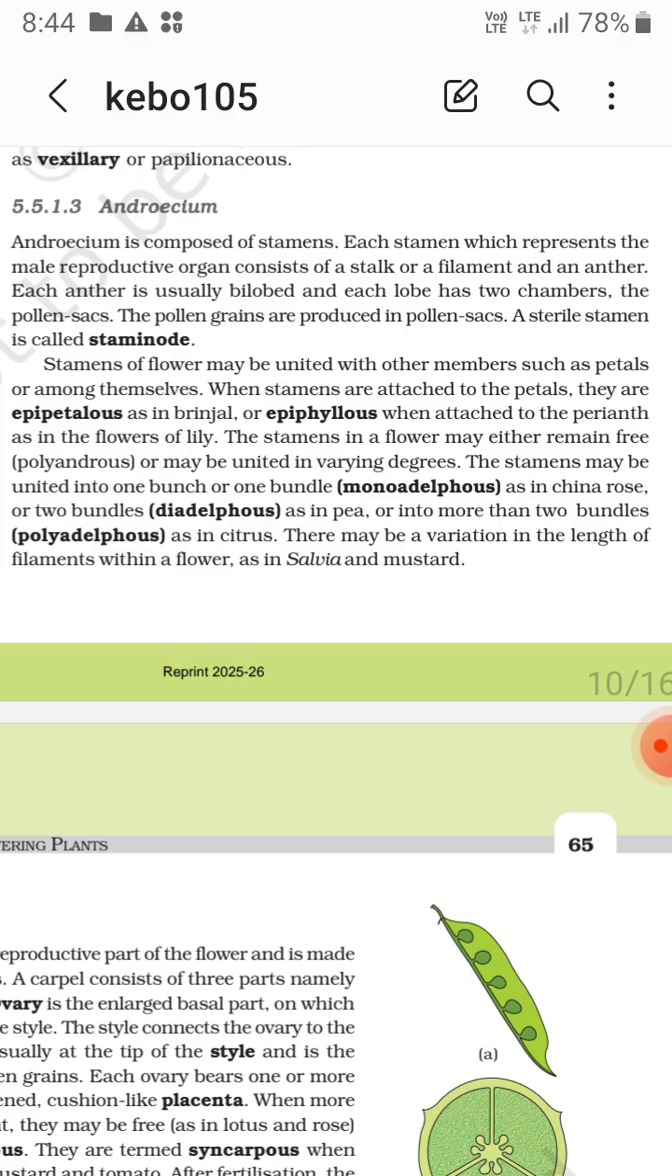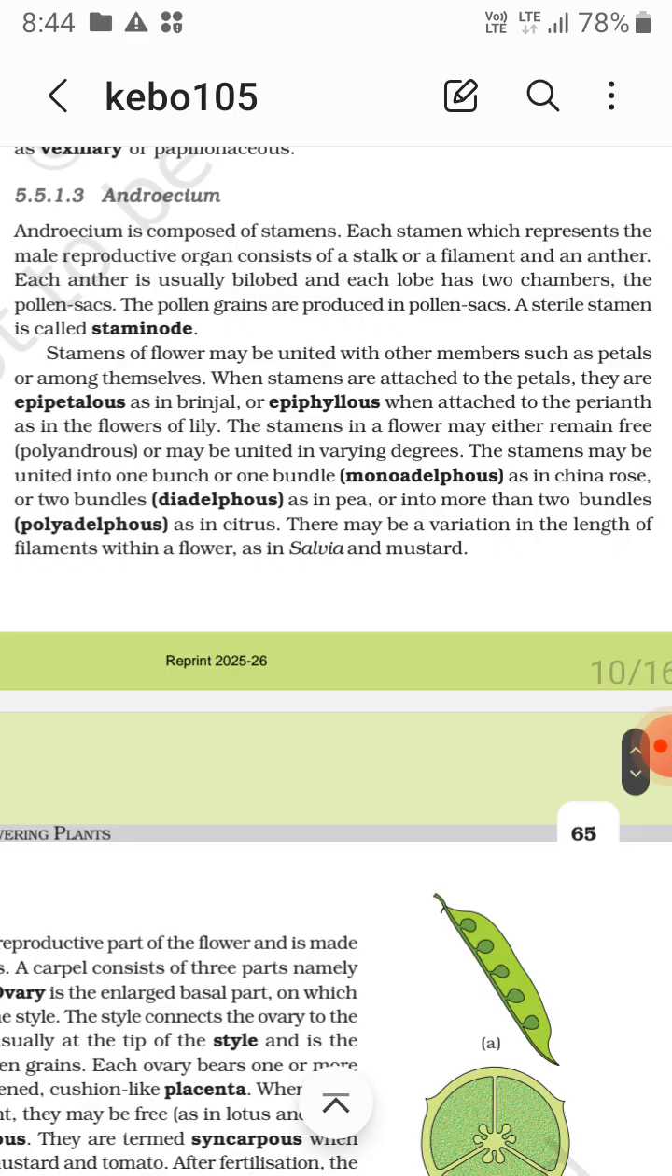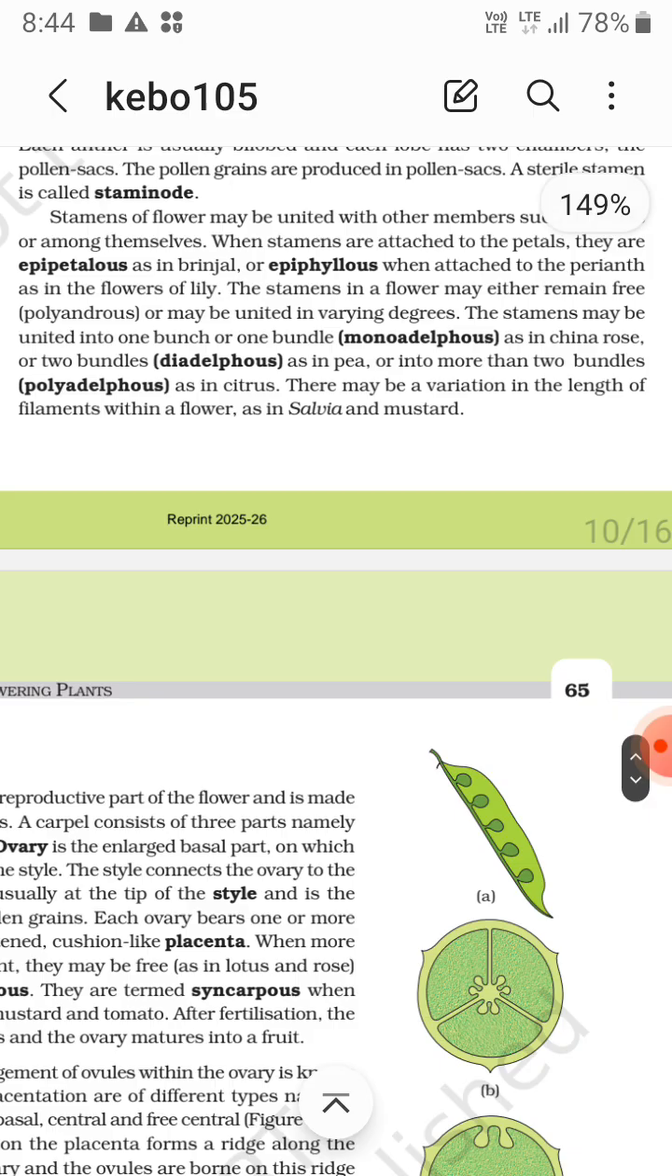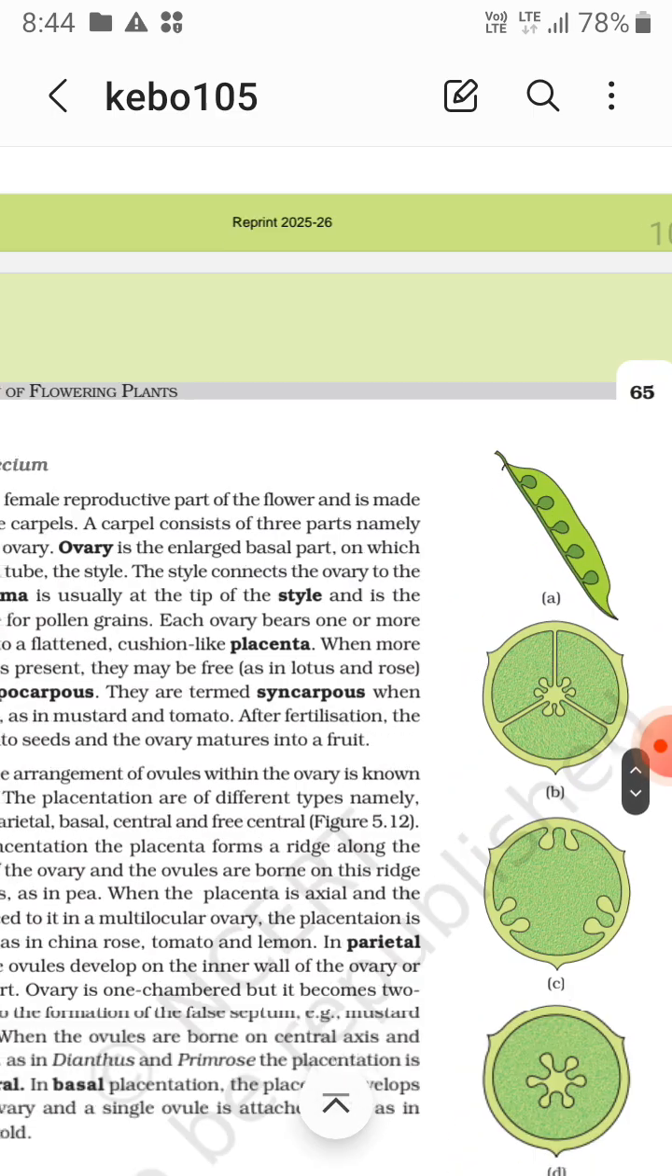The stamens in a flower may either remain free, that is polyandrous, or may be united in varying degree. The stamens may be united into one bunch or one bundle, that is monoadelphous, as in china rose, or 2 bundles, it is diadelphous, as in pea, into more than 2 bundles, that is polyadelphous, as in citrus. So china rose monoadelphous, diadelphous pea, and polyadelphous, that is citrus. Okay, the length of filaments can vary, as in salvia and mustard.